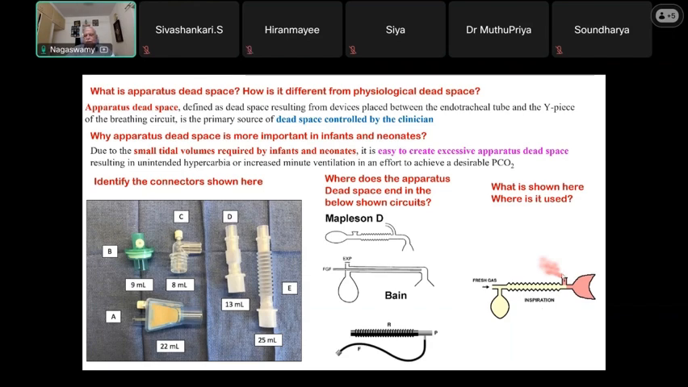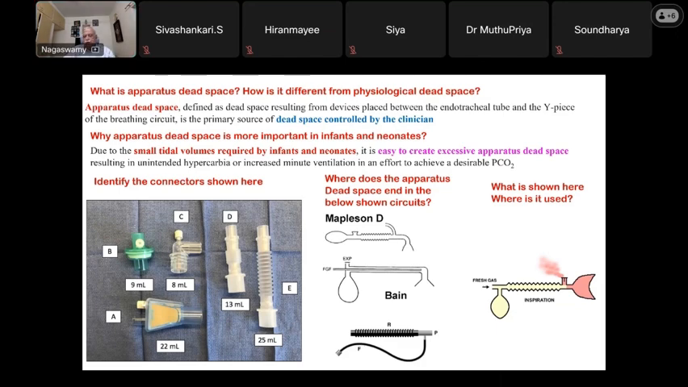Fantastic. That is because it has an expiratory valve close to the patient. So the apparatus dead space will end here. All the expired gases will go out into the atmosphere, and only fresh gas flow will be going into the patient. Patient will not be rebreathing the expired gases. Okay, that is the advantage of Magill's or Mapleson A circuit.